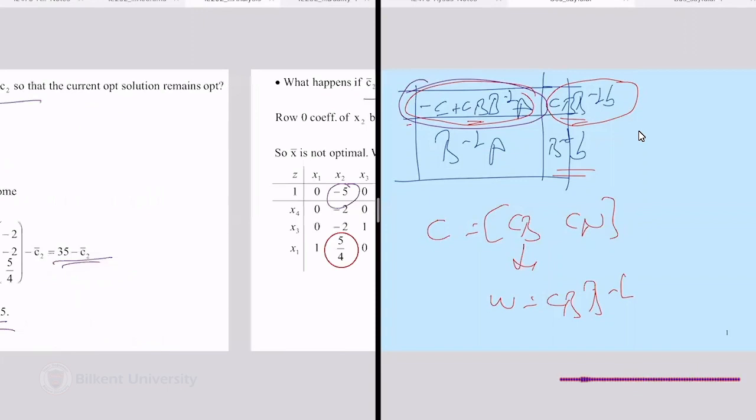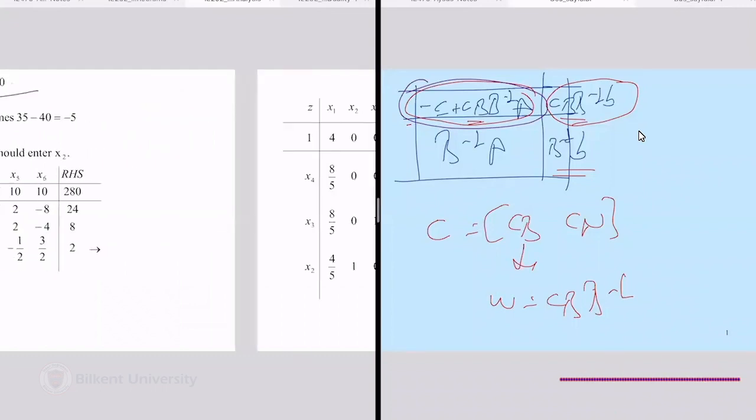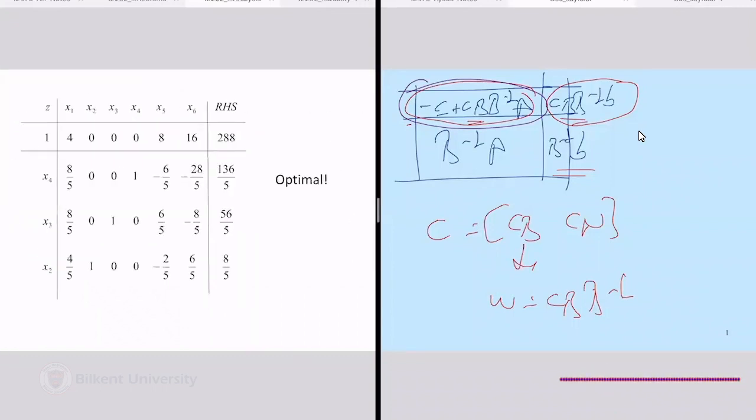So you apply simplex. You have a negative entry in row 0. It's not optimal yet. This variable enters. You do the ratio test. There is only one entry anyway. So x1 leaves, x2 enters. This brings you to the next table, which is optimal with respect to the new C2.